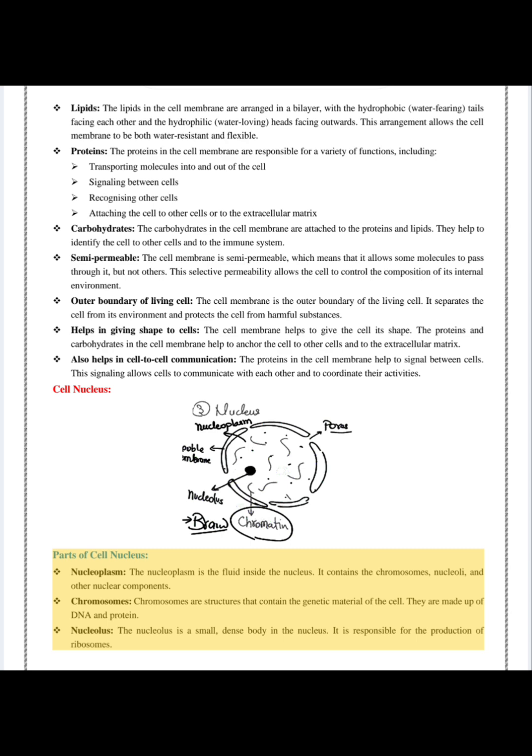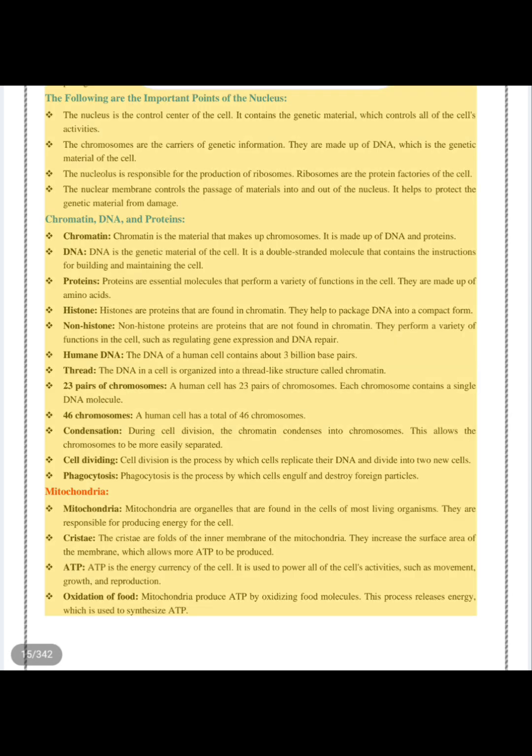Nucleolus. The nucleolus is a small, dense body in the nucleus. It is responsible for the production of ribosomes. Nuclear membrane. The nuclear membrane is a double membrane that surrounds the nucleus. It controls the passage of materials into and out of the nucleus.